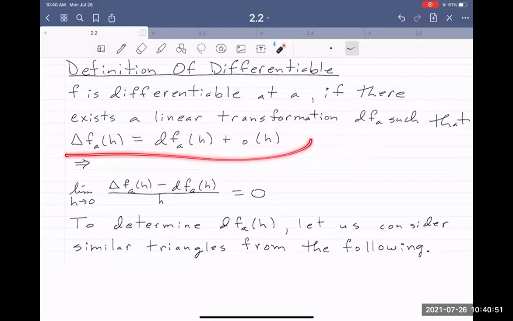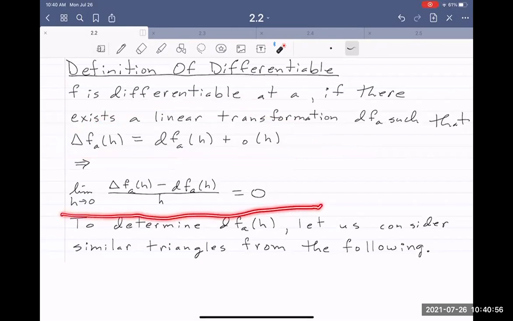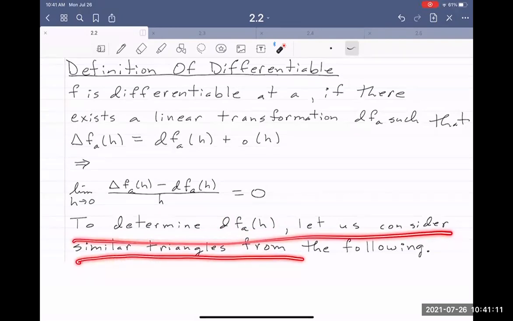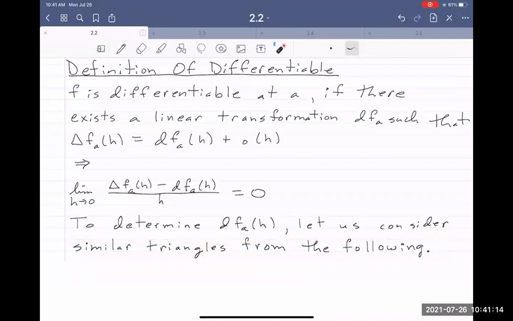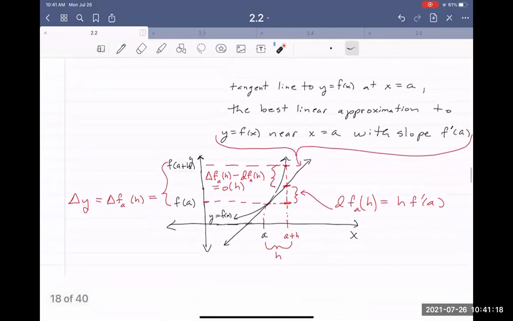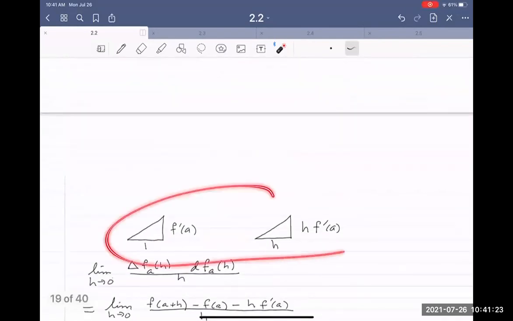And so this implies that the limit as h approaches 0 of (delta f sub a at h minus df sub a at h) over h is 0. So to determine df sub a at h, let's consider similar triangles from the following. Let's look here at this situation, and we'll figure out some similar triangles.